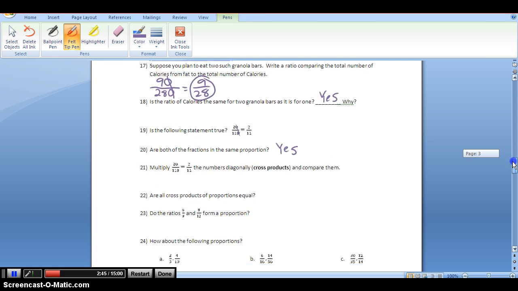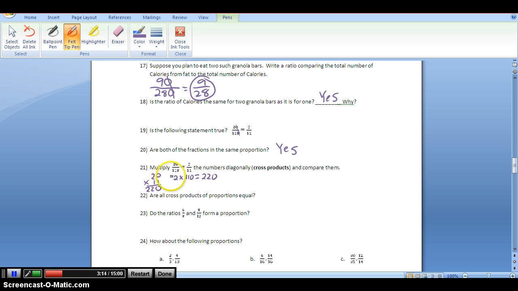Okay. Let's multiply them across diagonally. 20 times 11, we should get 11 times 2 is 22, times 0 is 220. And then 2 times 110, 2 times 11 is 22 with a 0 on the end there. So 2 times 110 is also 220.